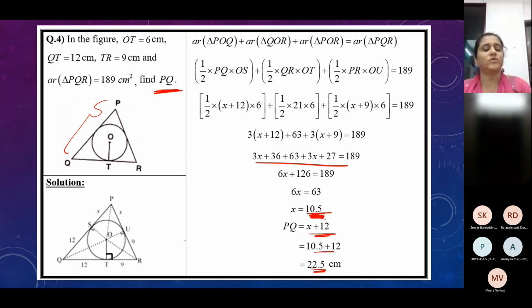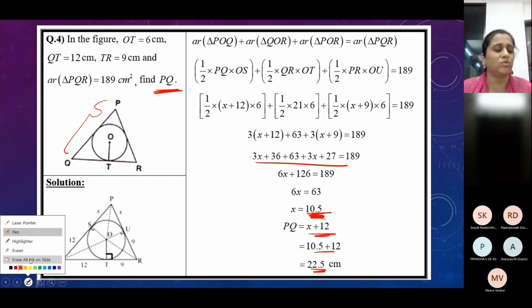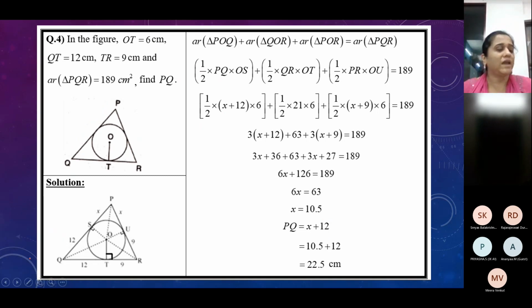All right, children. When you look at this figure, the idea should occur to your head. You don't have to work this fully. The idea is to divide the whole triangle into 3 smaller triangles and use the formula half base into height. The area of the big triangle, 189, is given to you. Just recall the idea. The rest is easy.